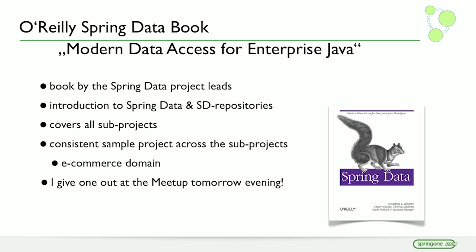As I already showed you, there's this really nice O'Reilly book which covers all the Spring Data projects, and it's written by the project leads. And it also has a really nice, consistent example project across the different databases. So we use the same domain and added some bits and pieces depending on the data store, but the core domain is the same. It's a kind of boring e-commerce domain, but we thought we'd rather have people learn about Spring Data instead of learning a new domain. And I mean, e-commerce is known to everyone.